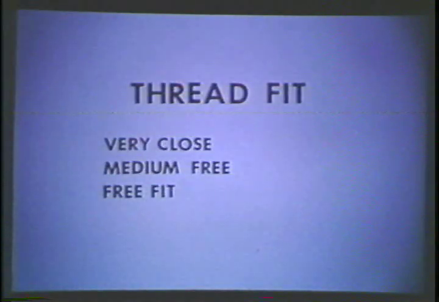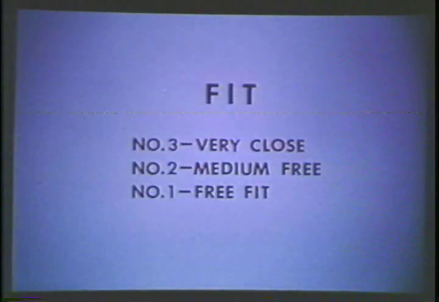The fit of a nut and bolt, when they're assembled, depends on the type of thread they were manufactured with. The fit can be very close, medium free, or free fit. It will be the result of the allowance. More about that later. Numbers are assigned to the description of the way the male and female threads fit. Number 3 is very close, 2 is medium free, and 1 is free or loose. This range of tightness or looseness is appropriately called the fit.